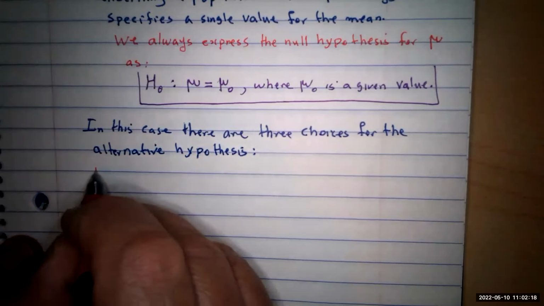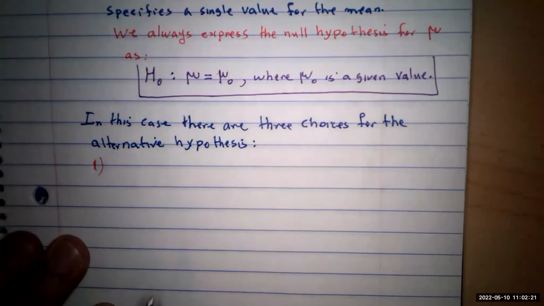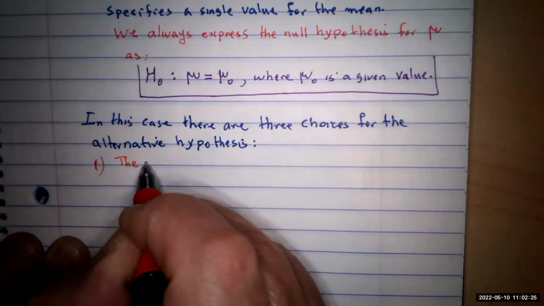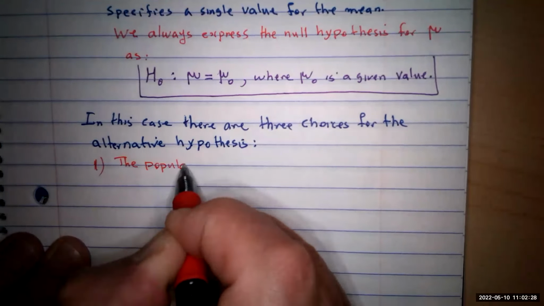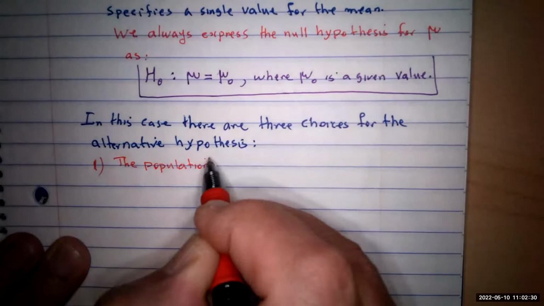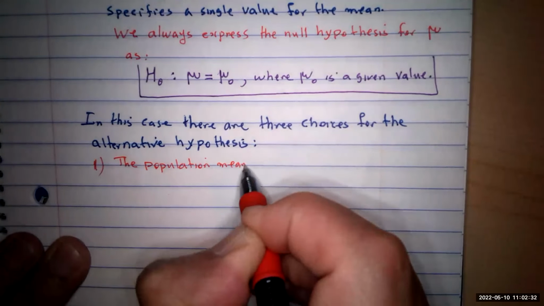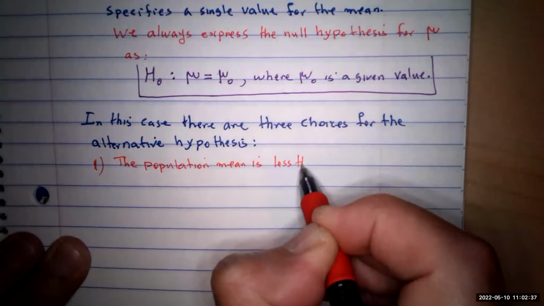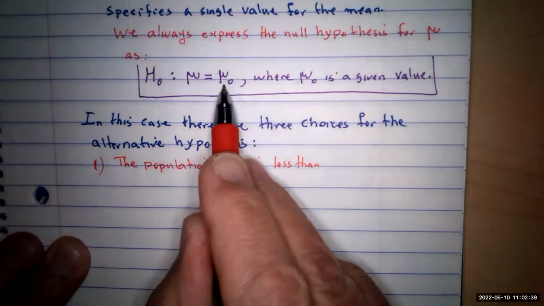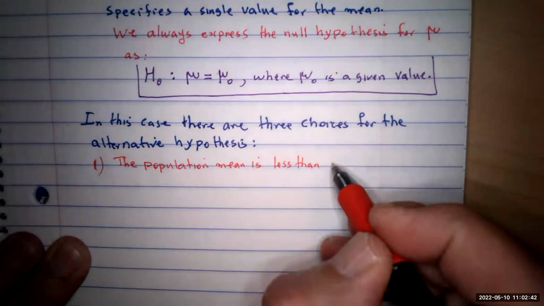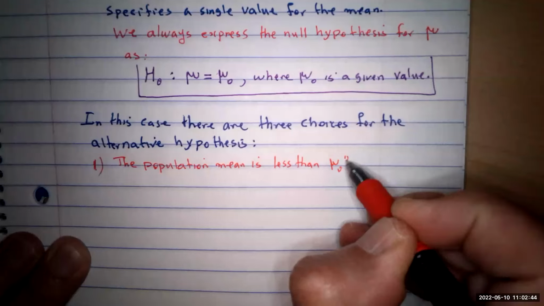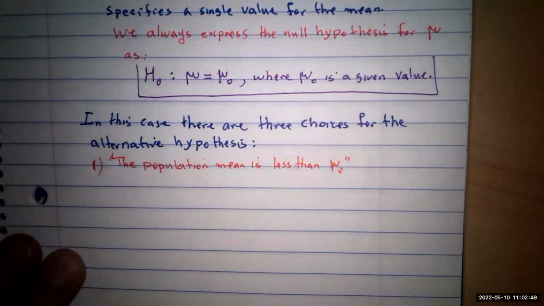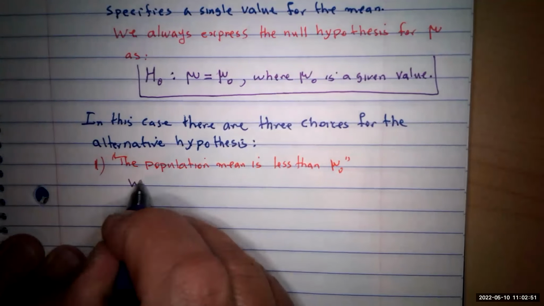Okay, the first one, the expression would be given to us as this: the population mean is less than that specific number that you put here, less than mu0. So if you see this one, then we are going to write H1.